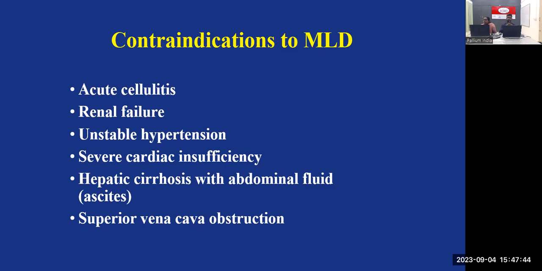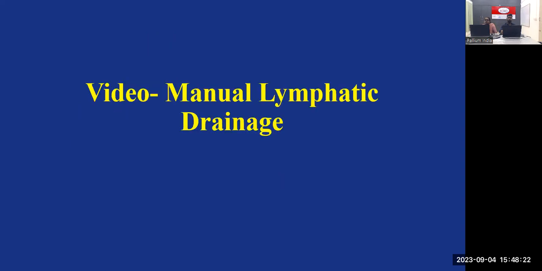So these are the contraindications, because for a patient with lymphedema our aim is to push the fluid from the congested area to the non-congested area. If the other area is well, we are able to do it. Otherwise it will cause other problems, because with unstable hypertension, cardiac problems, or a superior vena cava obstruction, this will affect the patient a lot. So you have to find these out before doing manual lymphatic drainage.